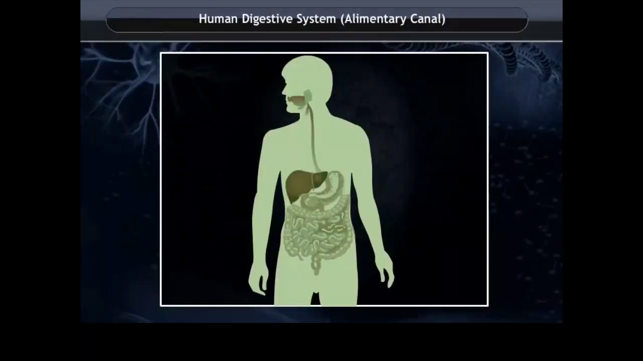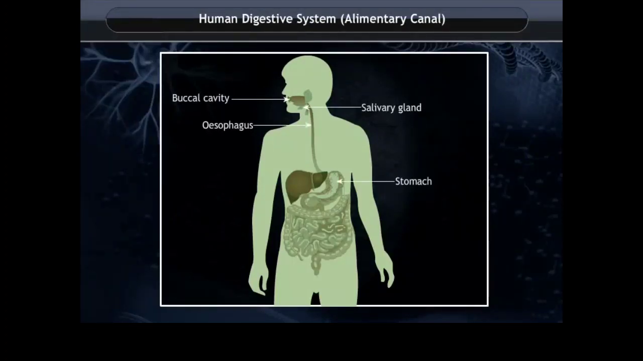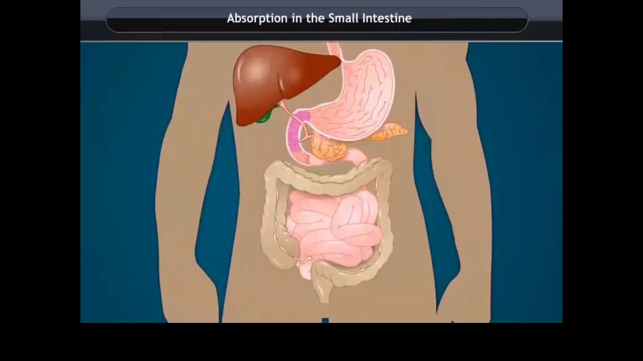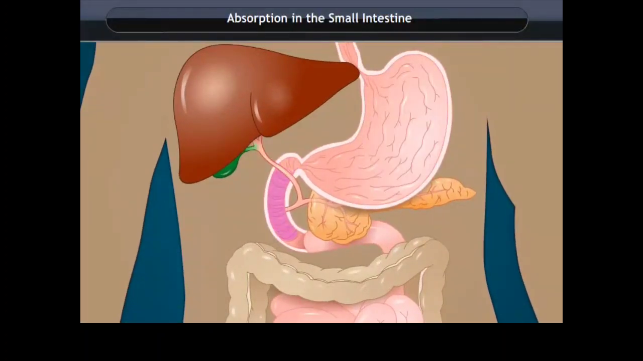Human digestive system. Alimentary canal. Human digestive system has various compartments. They are the buccal cavity, food pipe or oesophagus, stomach, small intestine, large intestine ending in the rectum, and the anus.